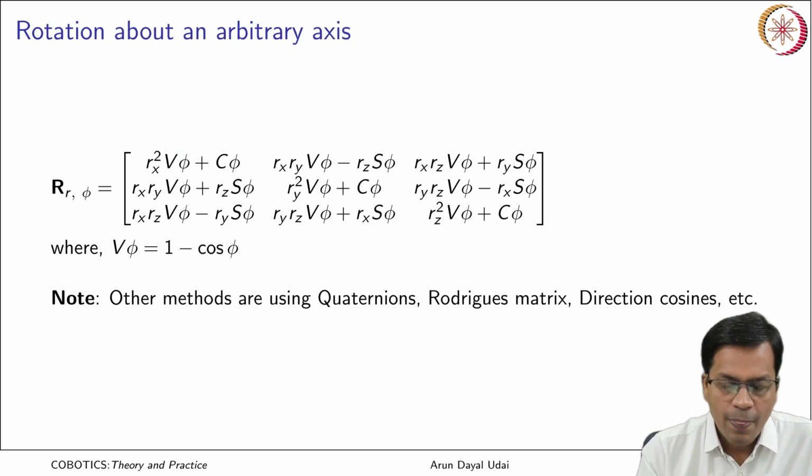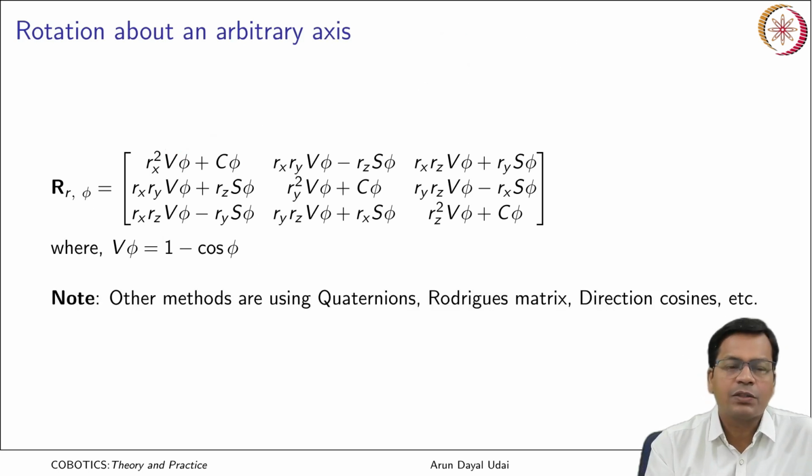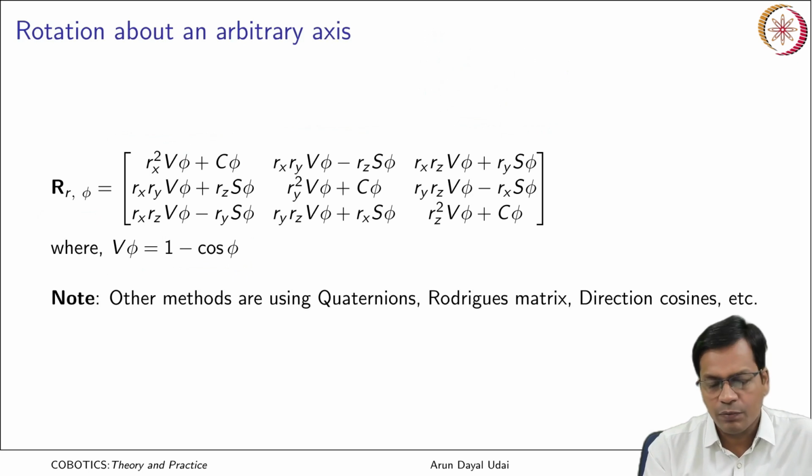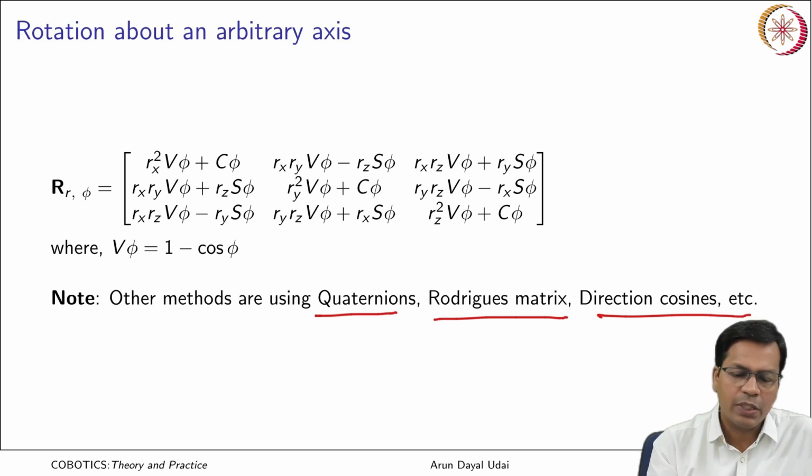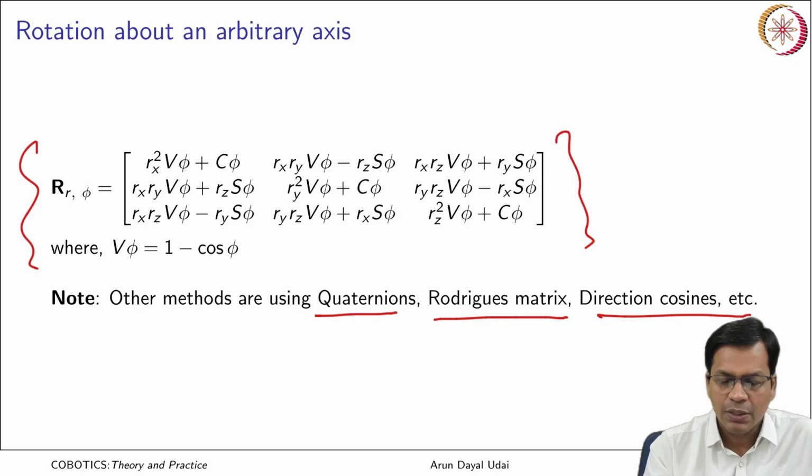There are many other methods to do such tasks. A few of them are quaternion, Rodrigues matrix, direction cosine. So other methods also you can use, but this is one of the simplest ones, which you have just covered, because it is very simple and we had enough background to come to this result. So I have used this.